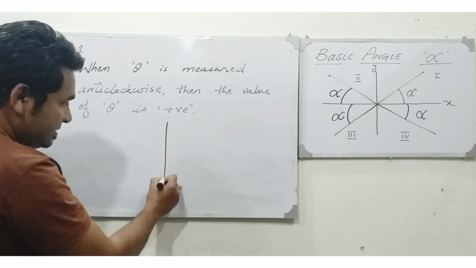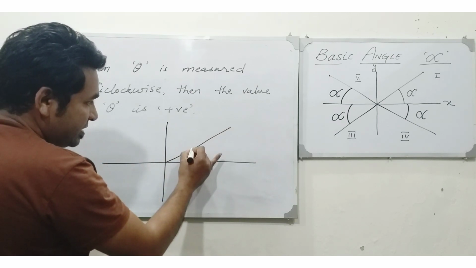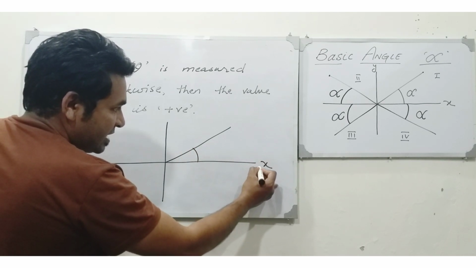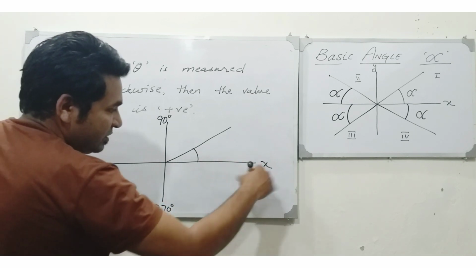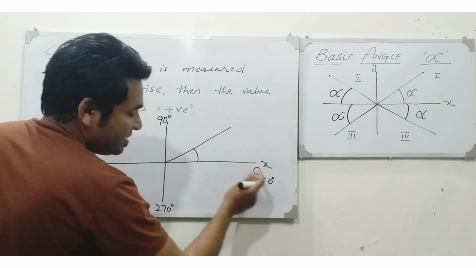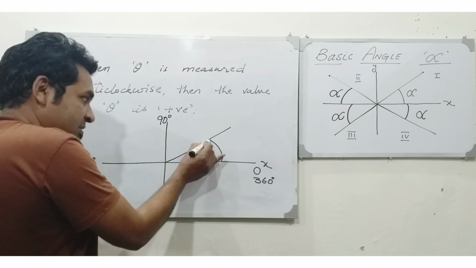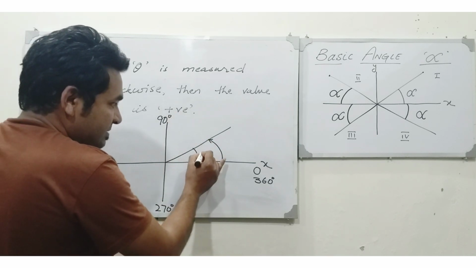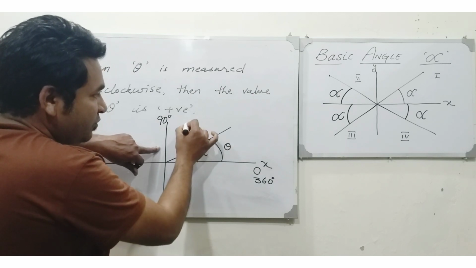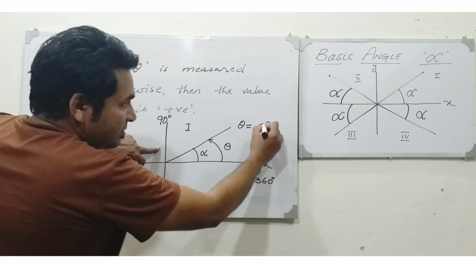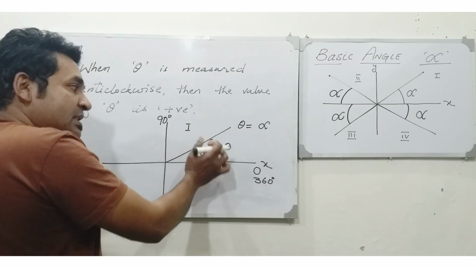For example, if you see on the board, if the basic angle is given in the first quadrant, it is starting from 0, then 90, then 180, then 270, and when we complete one turn, it is 360. So 0 and 360 come at the same place. We are measuring theta in the anti-clockwise direction. This one is the basic angle and this one is theta, and you can see that both have the same value. So in the first quadrant, theta is equal to the basic angle, when we are measuring theta in the anti-clockwise direction.